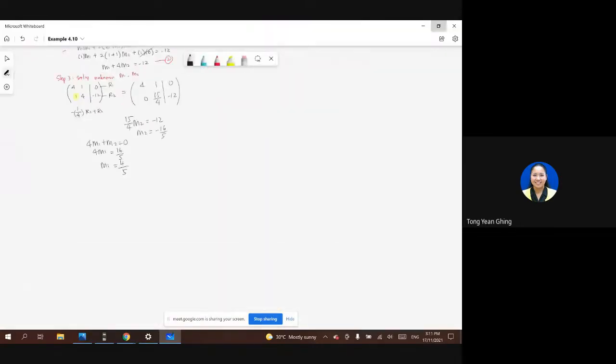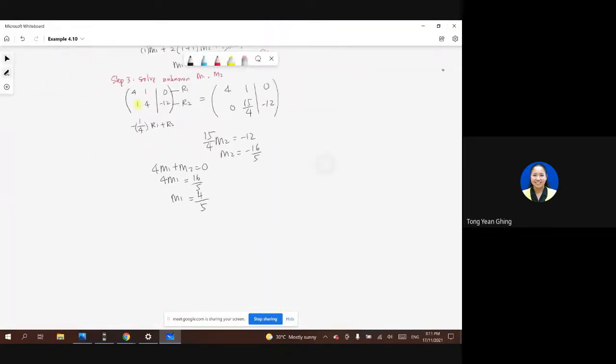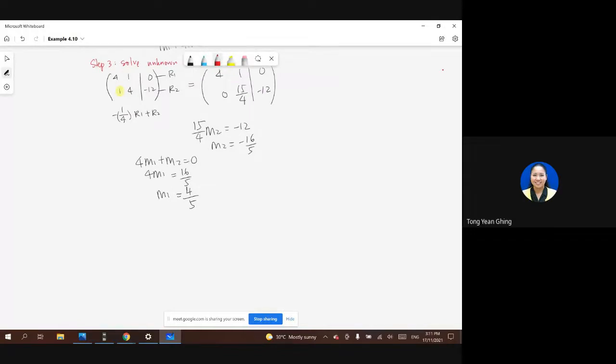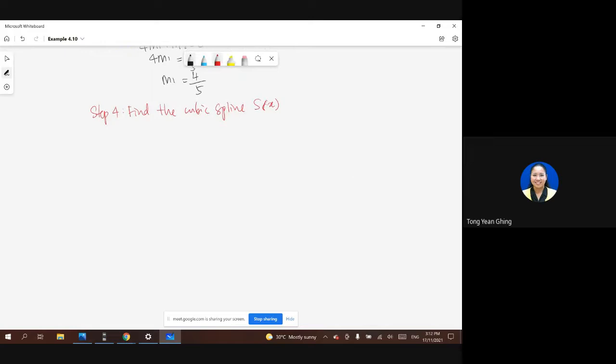So, I will make it bigger. Step 4. We have to construct, what do you call it, I use the term in the book: find the cubic spline fx. The equation is given like this, so I write down the equation.